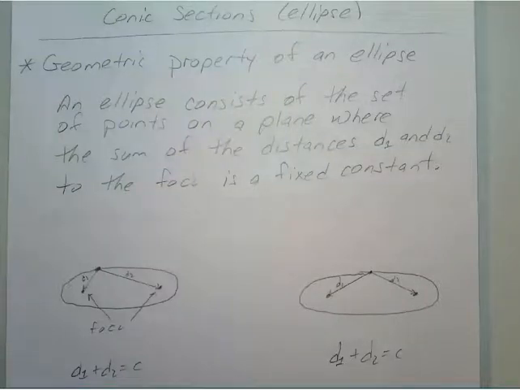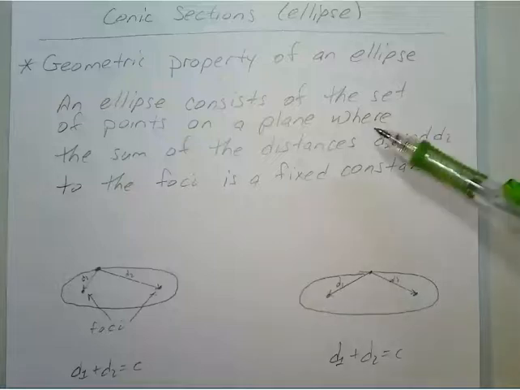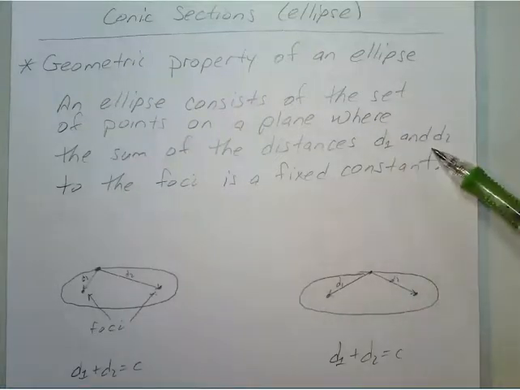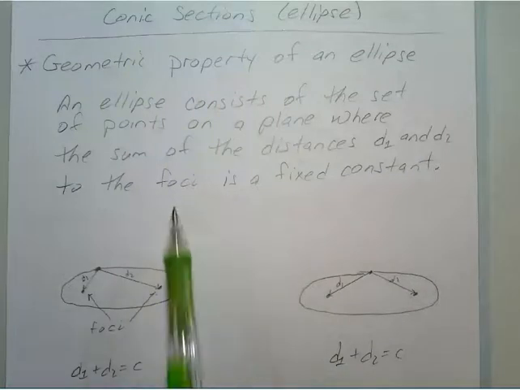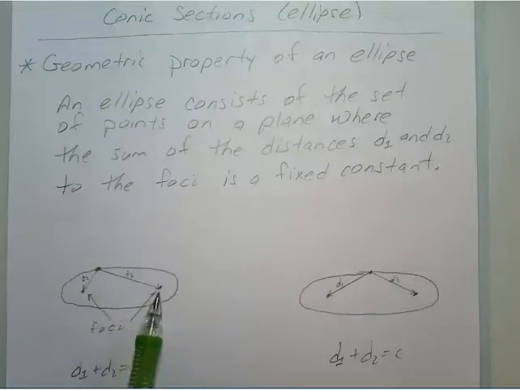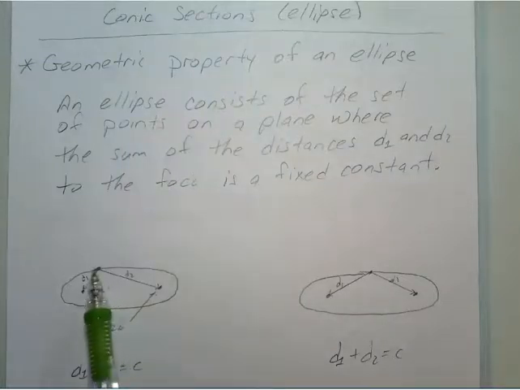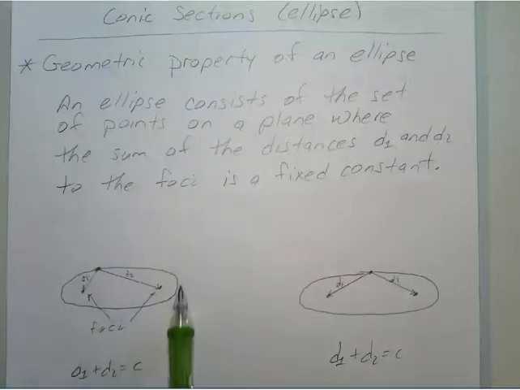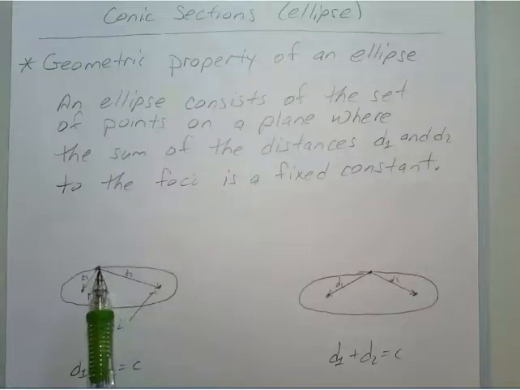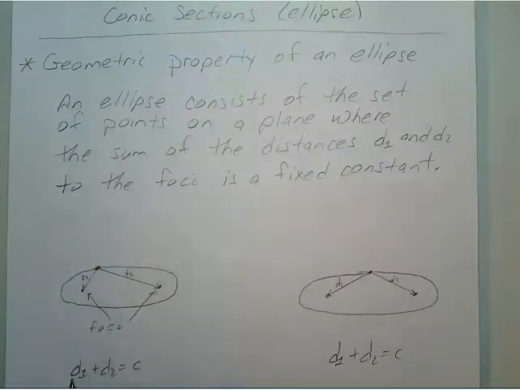A geometric property of an ellipse is that it is a set of points on a plane where the sum of the distances to the foci, which are the focus points, here and here, is a fixed constant. If we pick any point on this ellipse, it doesn't matter where, and add the distance from that point to this focus and this focus, this distance d1 and this distance d2, it will equal a fixed constant.